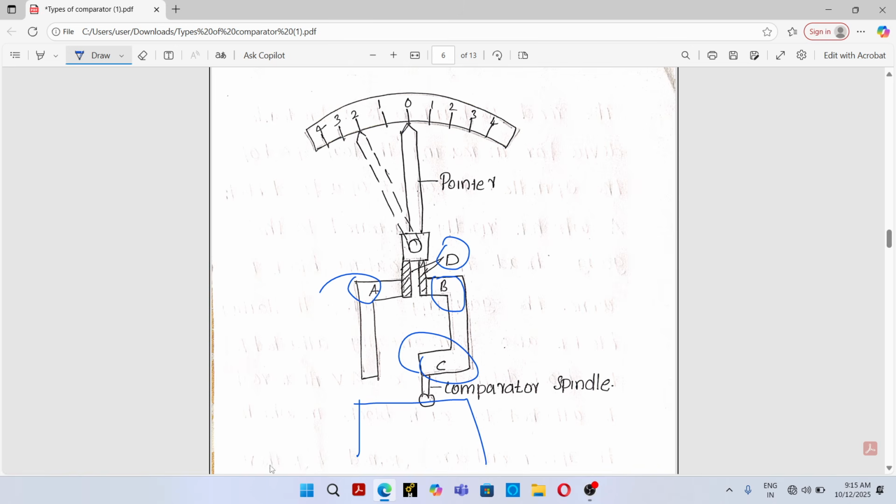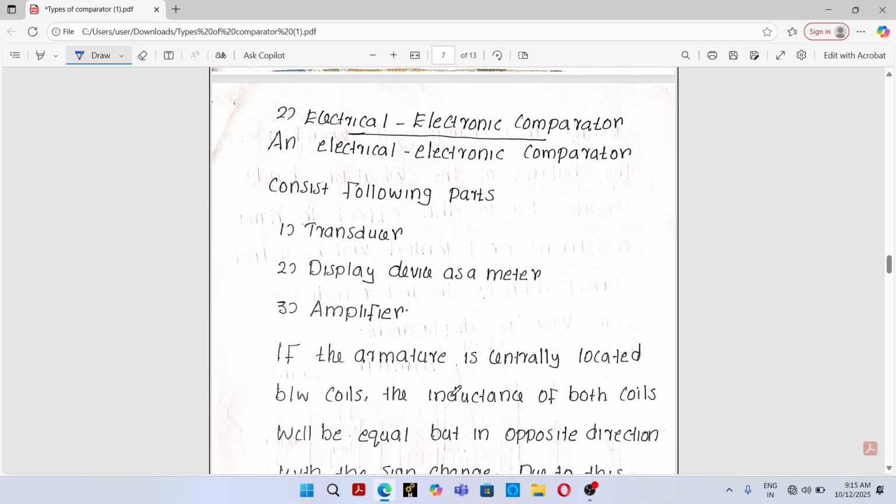Okay, so these are the two classifications of mechanical comparators, dial indicator and reed type comparator. Then second one, electrical electronic comparator.